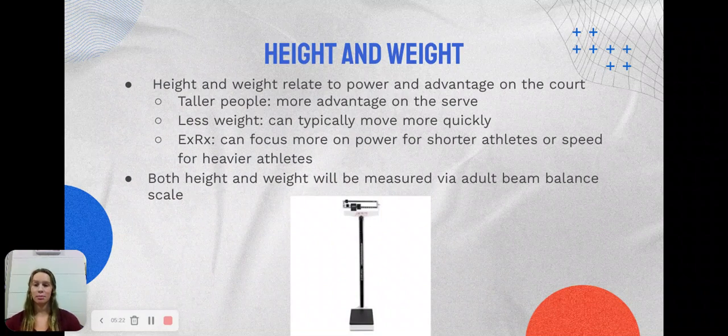So as a resistance professional, you can take the shorter people and make them more powerful, so that way they also have an advantage on the serve. And you can possibly take heavier people and try to focus on more speed and agility work with them. Height and weight will both be measured on a scale which is pictured below.